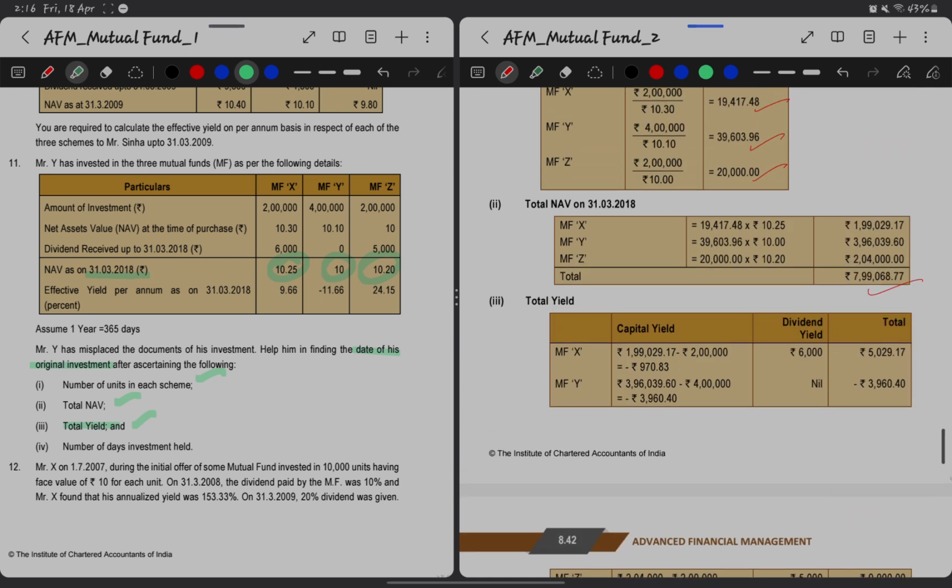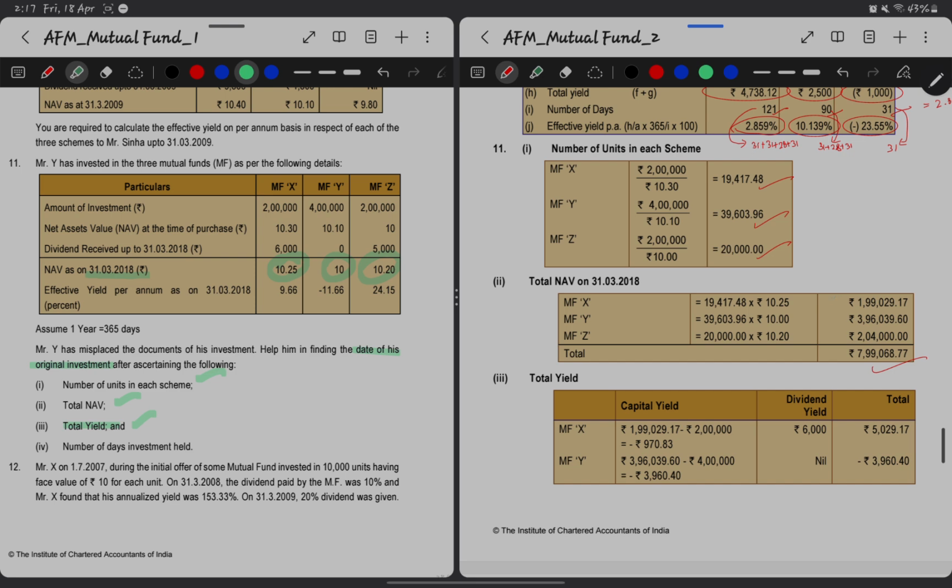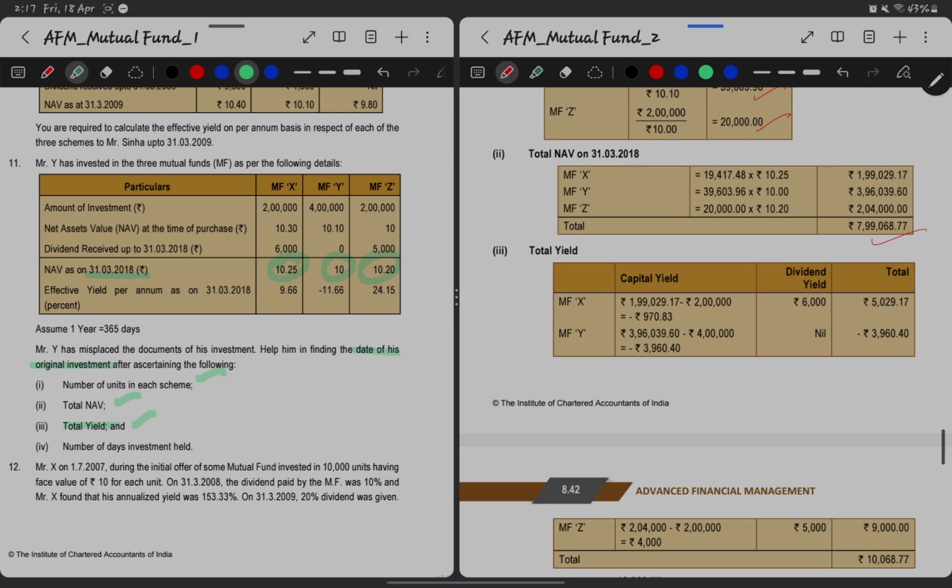So only the capital appreciation, the unrealized gain, has to be calculated. Since we have the NAV as on 31st March 2018 and the NAV at the time of purchase, nothing but the investment, we can find the capital yield, nothing but the capital appreciation. In the first case it is negative. This is because the NAV at the time of purchase is 10.3 and it has reduced to 10.25, hence there is a capital loss. So in the first case MFX, it is negative 970.83 and we have a dividend received of 6,000. So the net amount is 5,029, the net yield.